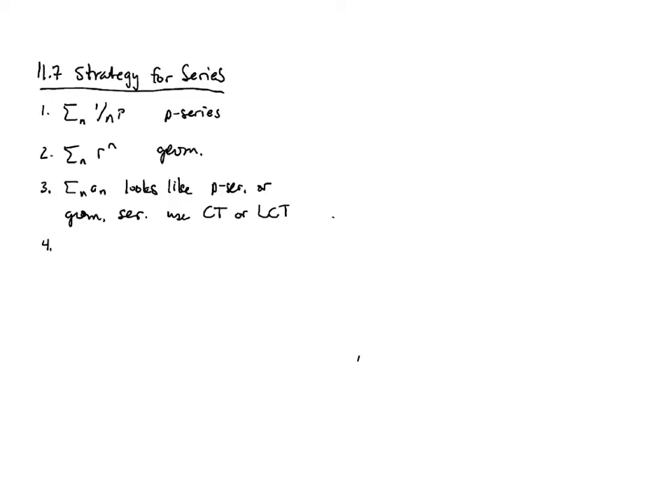Item 4: if you look at a series and the limit as n goes to infinity of a_n is not 0, so the terms don't get arbitrarily small when you're trying to add them up, then you want to use the test for divergence. If you have a series of the form (-1)^n b_n or (-1)^(n-1) b_n, this is an alternating series, so we would use the alternating series test.